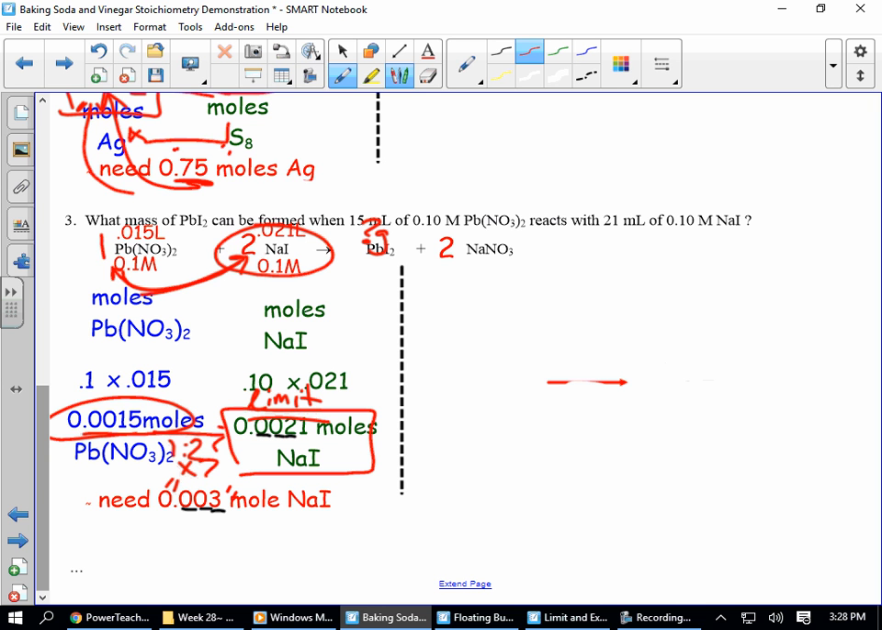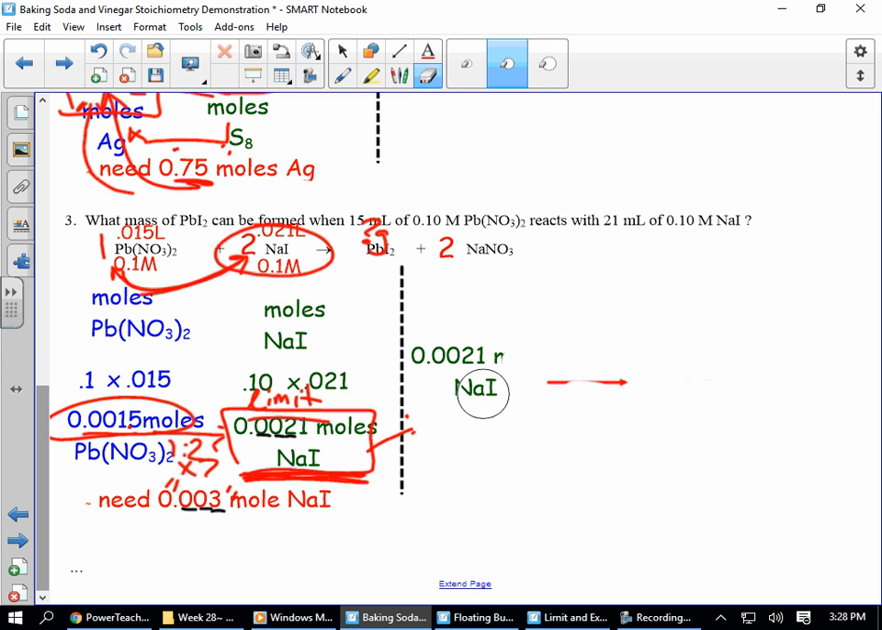Okay, awesome. Some people look at this and say, hey, this is smaller, so that's limiting. No, this is actually my limiting because I need twice as much, and I don't exactly have twice as much. So now I'm going to move on here, and I'm going to say, all right, that's how many moles of my limiting. Let's answer the question.